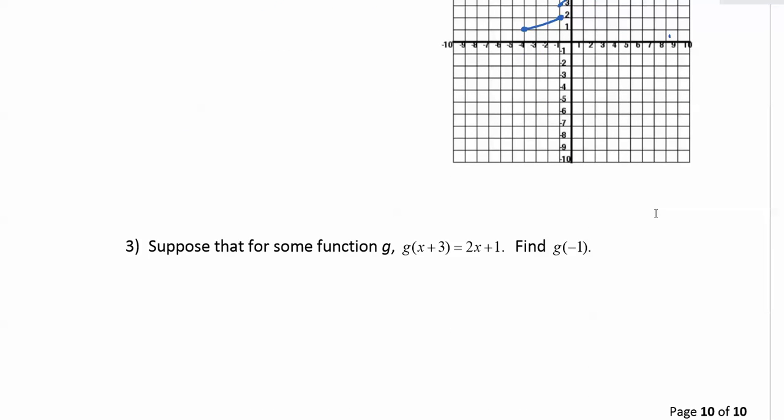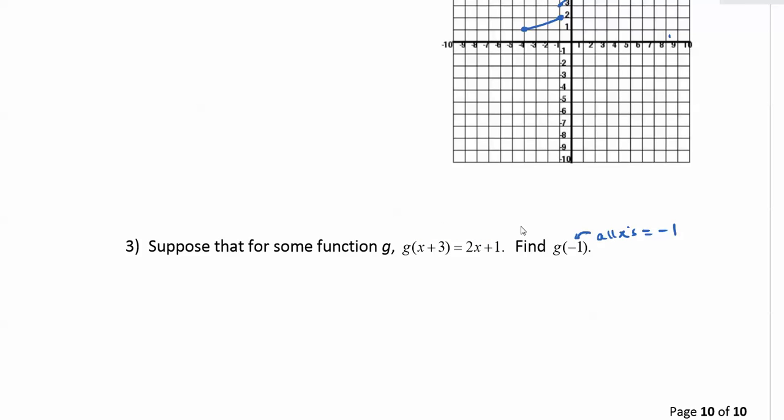Suppose for some function, g of x plus 3 equals 2x plus 1. Find g of negative 1. So here it's telling us to change all x's to negative 1s. And normally that just applies to the part after the equals, but we do have an x expression inside of the g of x part. So we actually need to first start there.